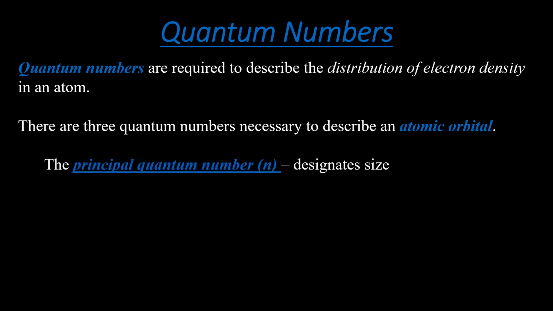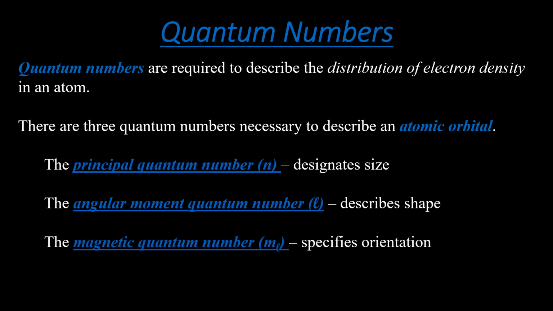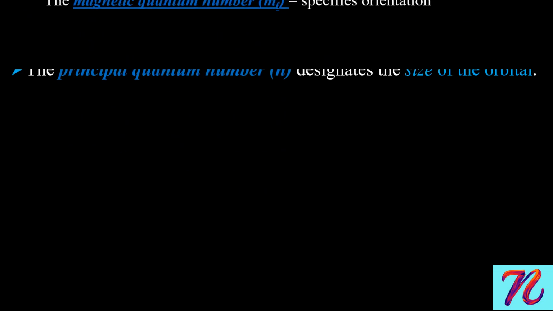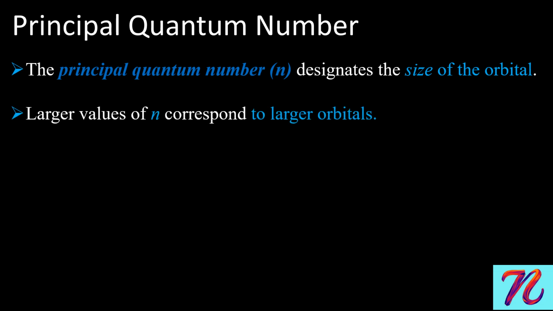What are those? The first one is the principal quantum number. The second one is the angular momentum quantum number, and the third one is the magnetic quantum number. Let us first discuss the principal quantum number. The principal quantum number designates the size of the orbital. What does the size of the orbital stand for?